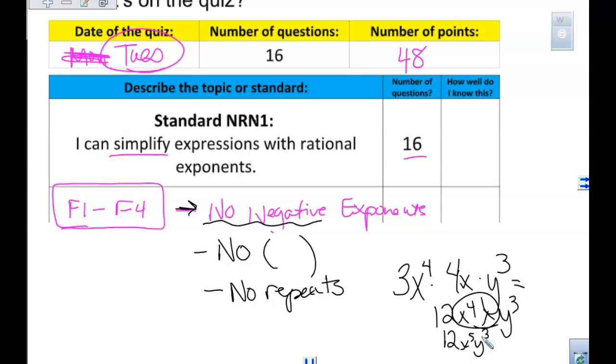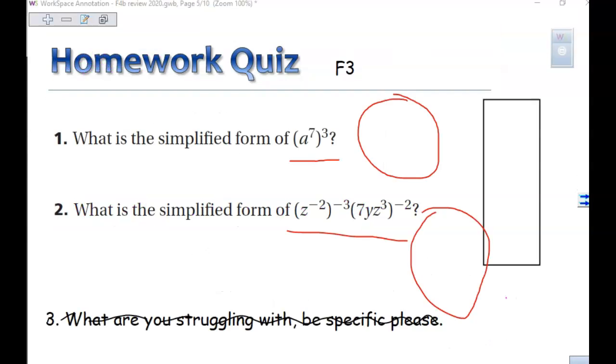Can't be in the numerator and denominator where you have 2 x's or y's, whatever letter or variable you are looking at, okay? So those are the key things for making sure you are ready for your quiz. 16 questions, 48 points.